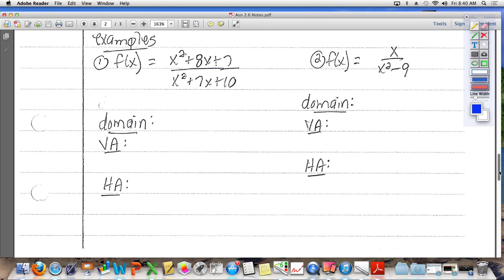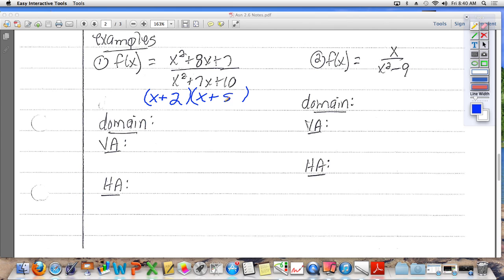So help me out here. We're going to have to factor this. What can I factor the denominator to? Marcus, what do you think? What could I factor the denominator to? What you could do, x plus 2. Excellent. So in other words, 2 times 5 is 10. You add 2 and 5 together, you get 7.